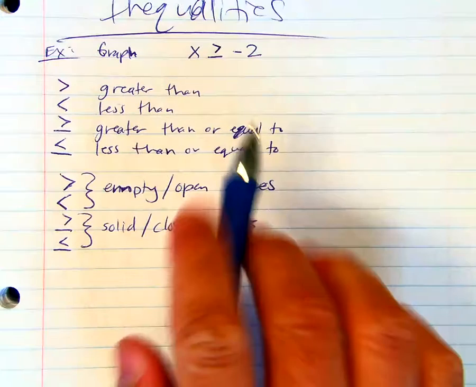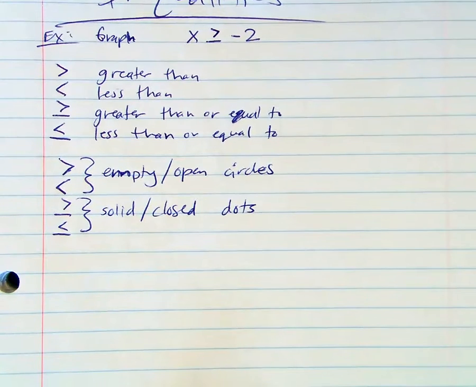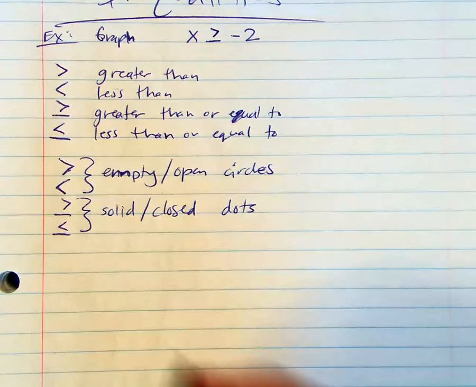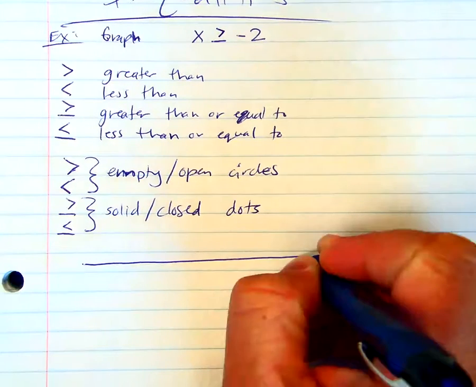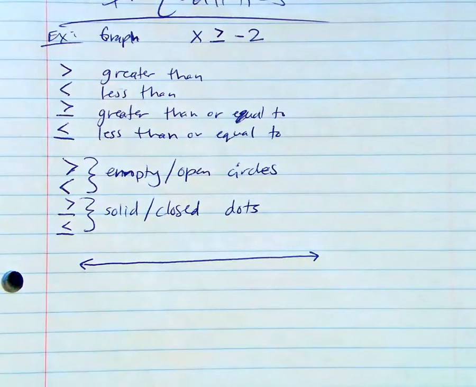So for this first one, we're going to do a few of them together. You are going to graph this on a number line. So the first thing I need you to do is go ahead and draw a number line. But I don't want you to put everything in your number line. You don't need everything there.